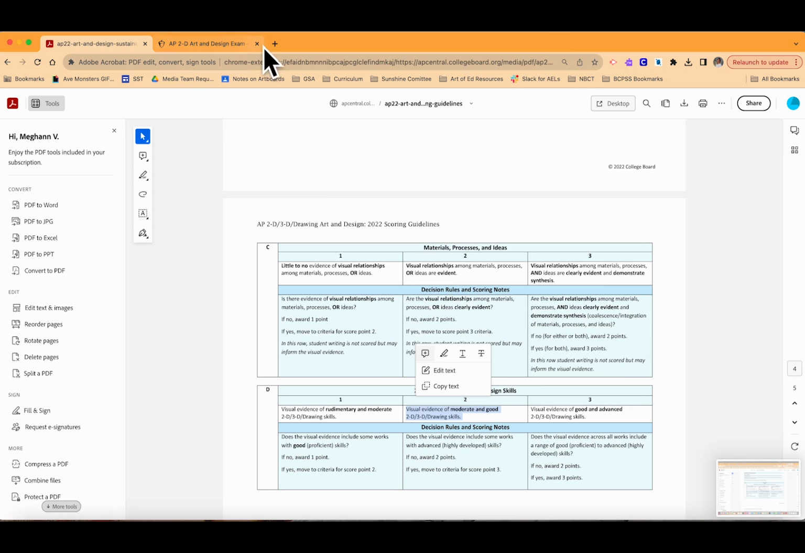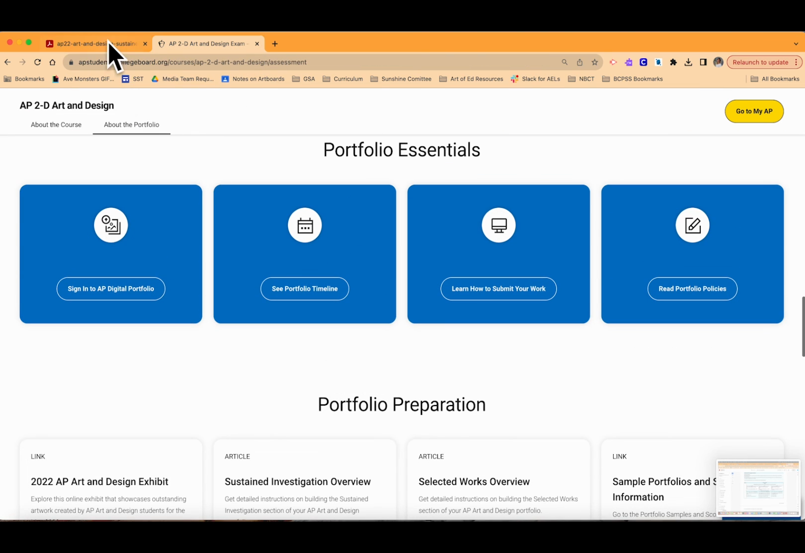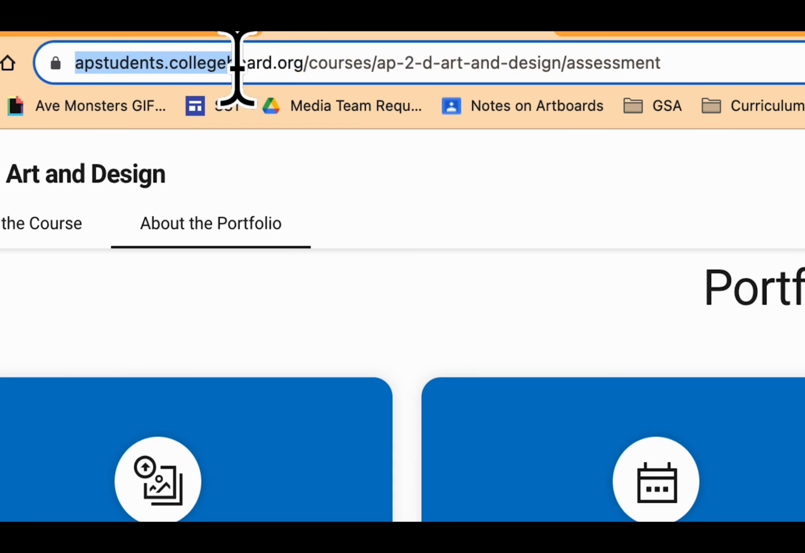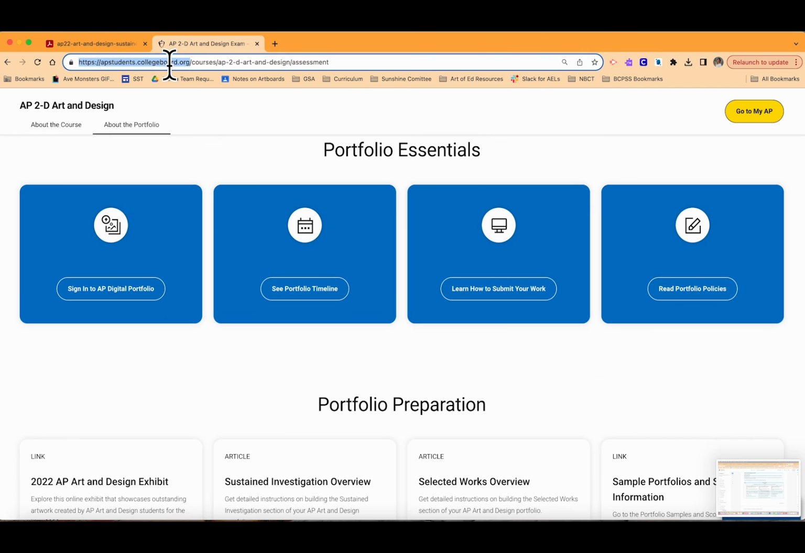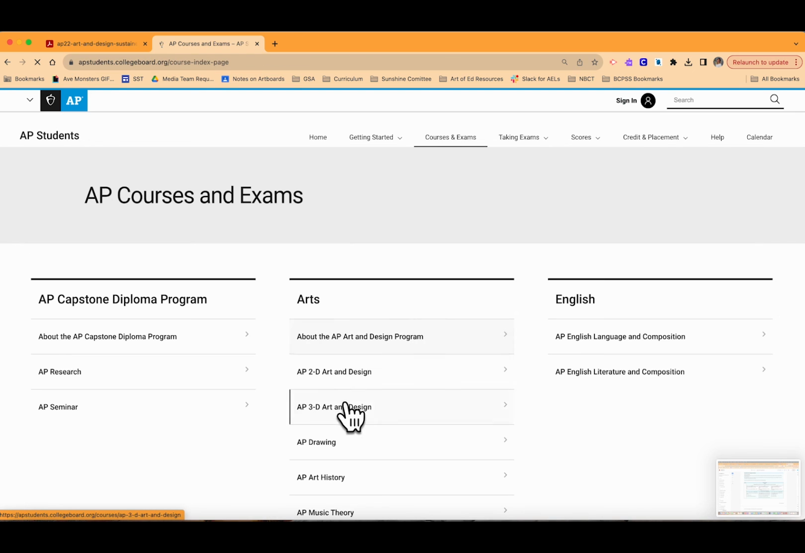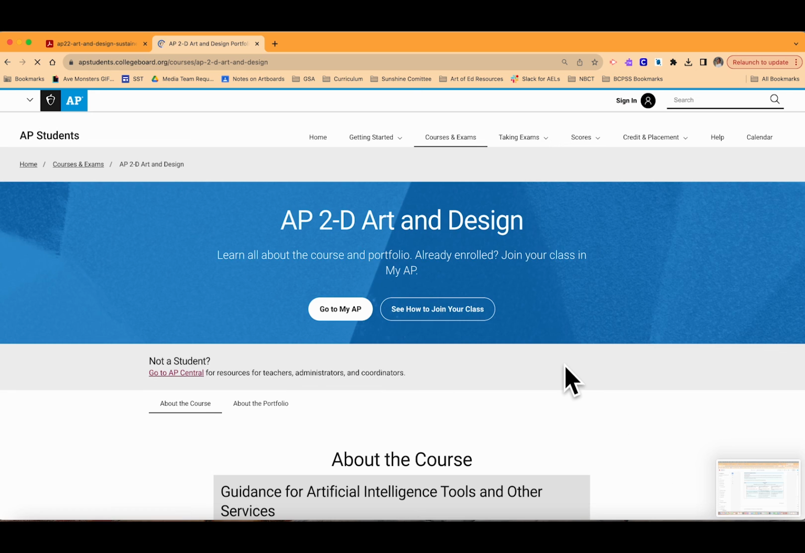Just keep in mind when you're going to look for things, again, you want to go to apstudents.collegeboard.org, and then you want to go to courses and exams at the top of the page, and you want to look over those different portfolios and find the one that you know you are doing yourself.